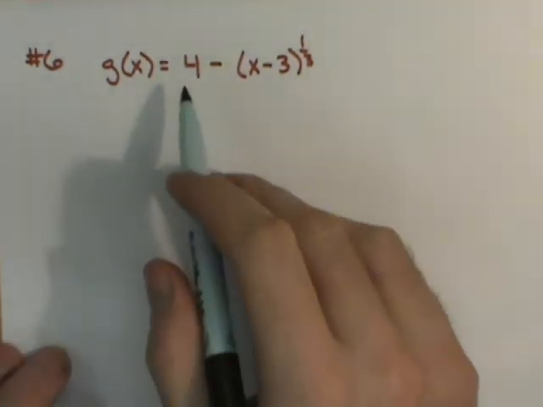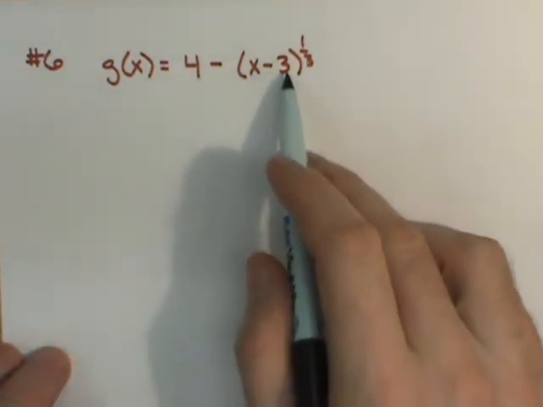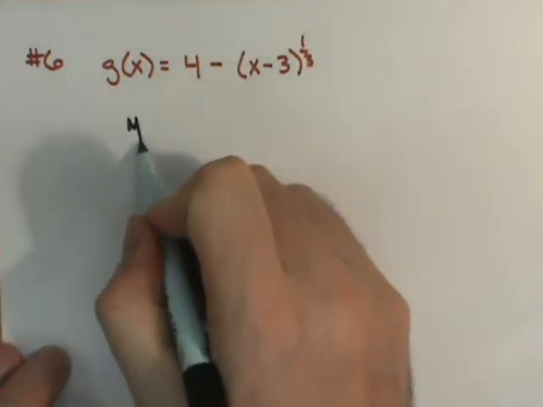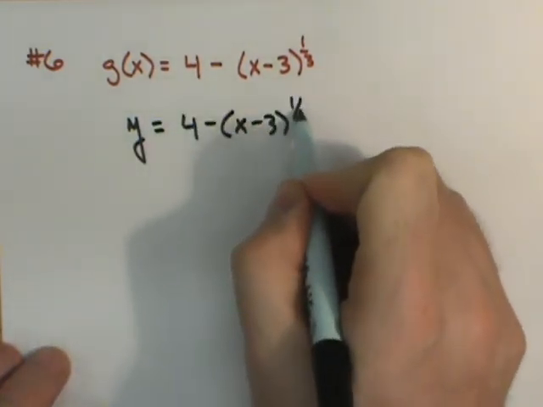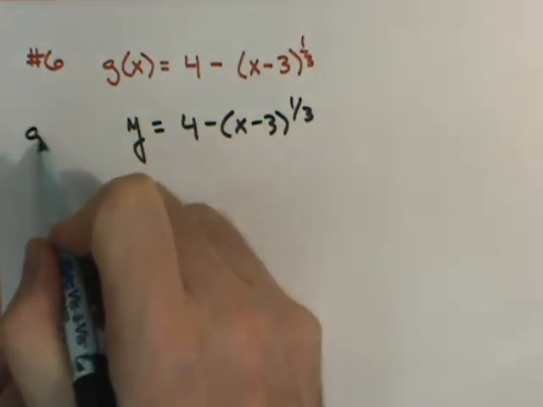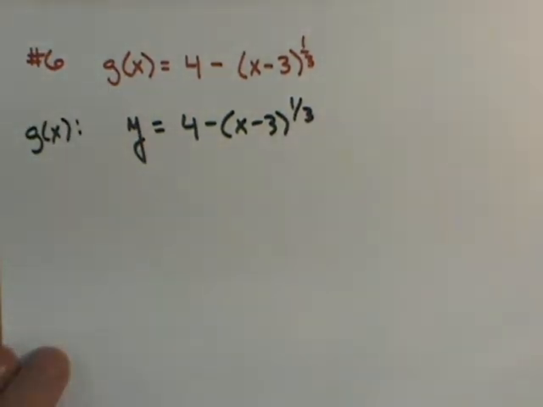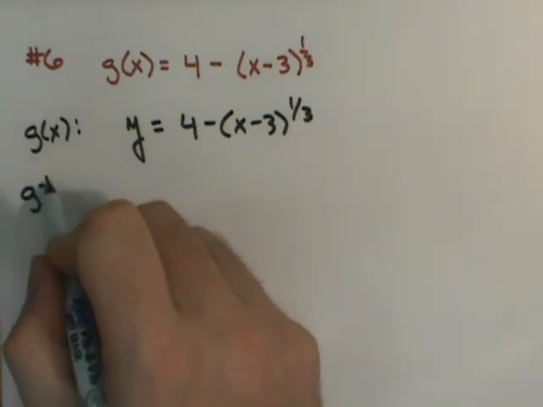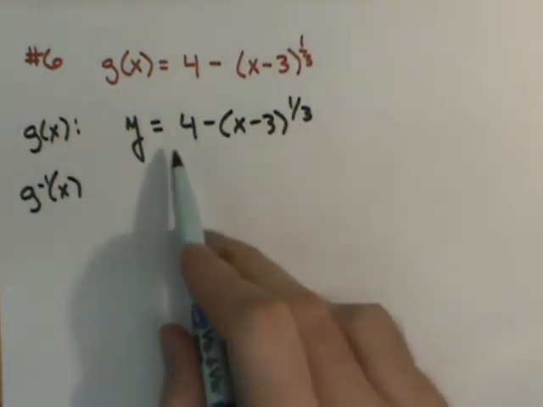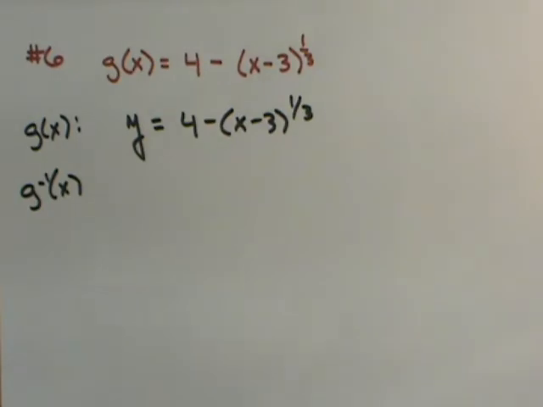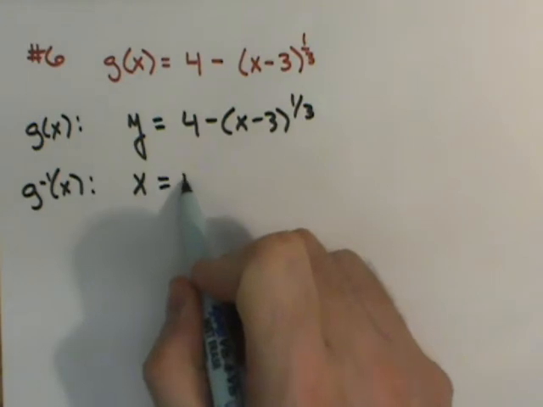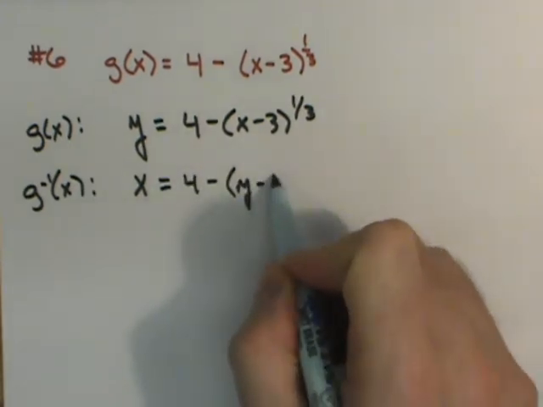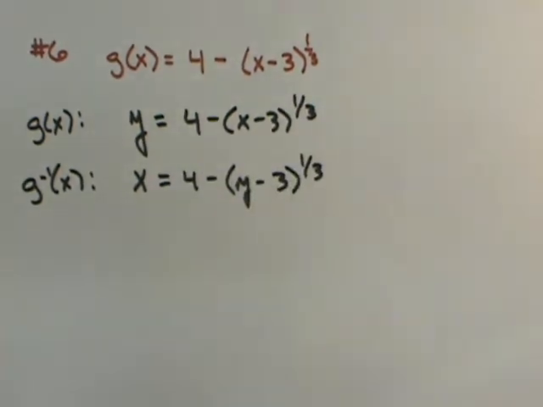If g of x is equal to 4 minus (x minus 3) raised to the 1/3, I could write it like this. I could say y is equal to 4 minus (x minus 3) to the 1/3. That would be my original function. I like to use this notation here, so that if I'm looking for the inverse, then I need to switch the x and y out and solve for y. Specifically, I'm saying that I can write this as x equals 4 minus (y minus 3) to the 1/3. And then I want to solve that for y.